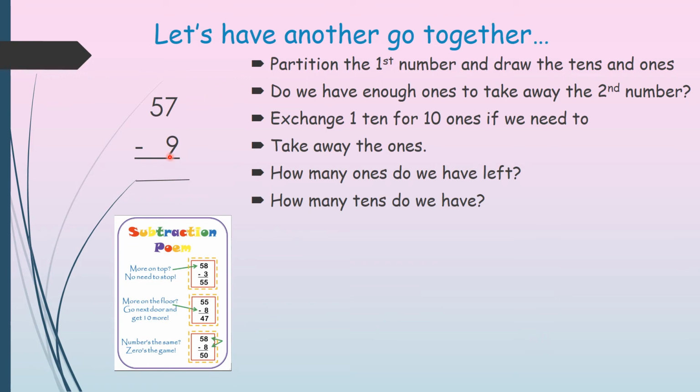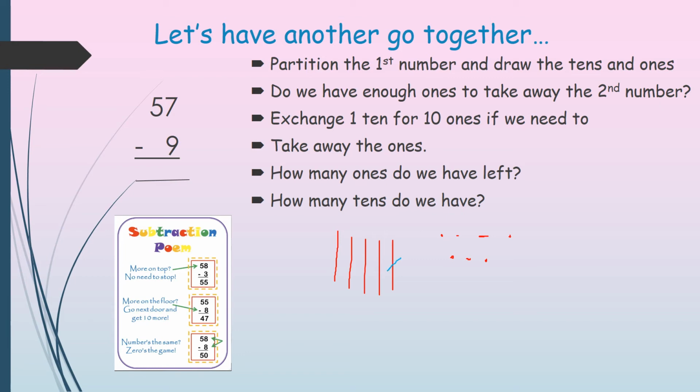Let's have another go. So first thing we had to do was to partition my first number, which is 57. So I'm going to draw my 57 again. So I've got 10, 20, 30, 40, 50. And I've got 1, 2, 3, 4, 5, 6, 7 ones. Now I need to take away 9, and I know that I can't do 7 take away 9. I haven't got enough ones.